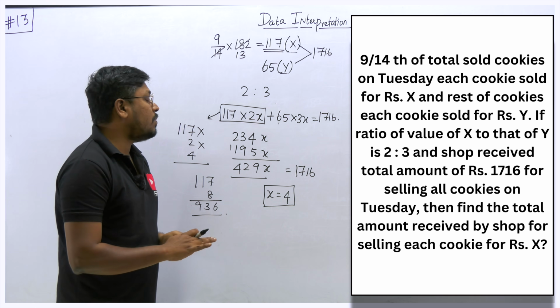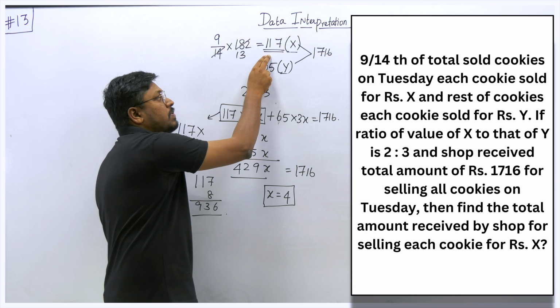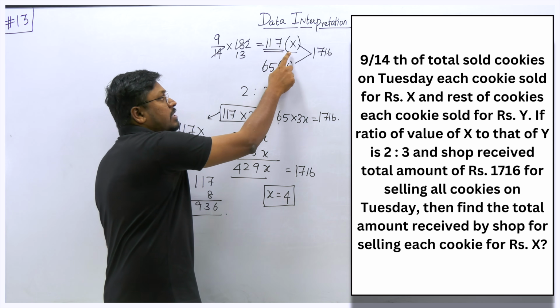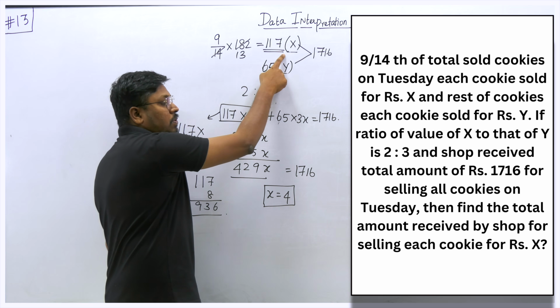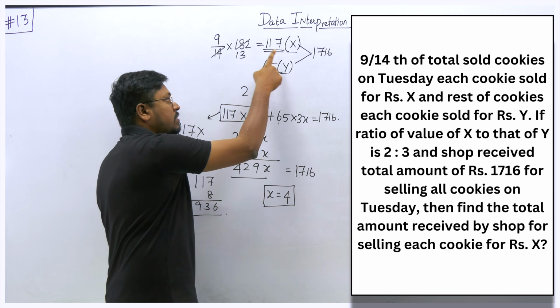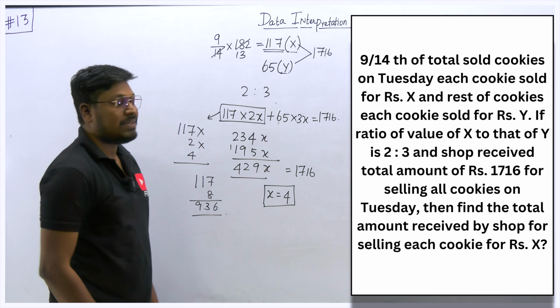only the amount that was got by selling the X amount. So for X amount, they have totally sold 117 cookies. So this value of X will be 2X. So we can say 117 into 2, value of X will be 4. So 117 into 2 into 4. So that will be the answer for the first question.